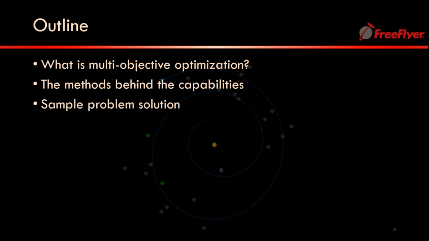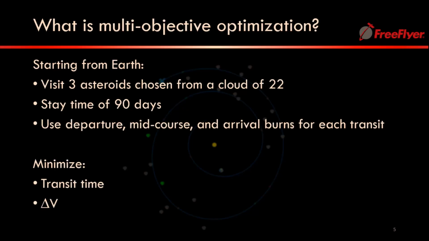So first, we'll discuss what multi-objective optimization is, what that means. And then we'll discuss some of the methods behind the capabilities that we're adding in version 7.10. And we will also look at a couple sample problems and their solutions. So first off, what is a multi-objective optimization? In order to understand the topic, I'll start by posing an astrodynamics problem, and then we'll discuss how we can use multi-objective optimization to solve that problem.